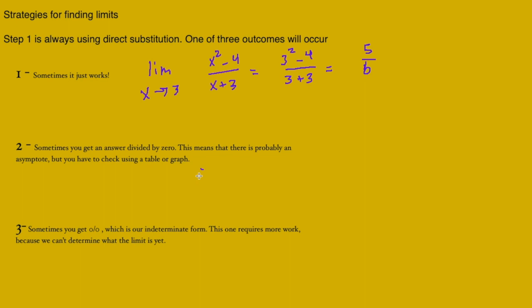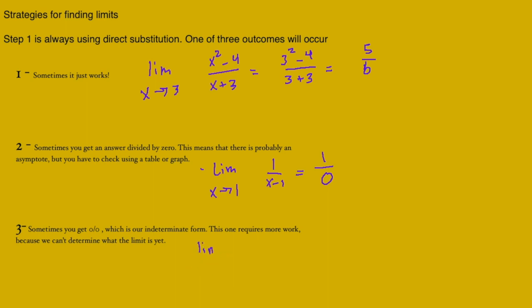For this one, we have the limit as x approaches 1 of 1 over x minus 1. You try direct substitution and you get 1 over 1 minus 1, which gives us 1 over 0. This tells us that there's probably an asymptote at this point when x is equal to 1, but we have to use a table or a graph to determine that there is an asymptote there, and that the limit really does not exist.